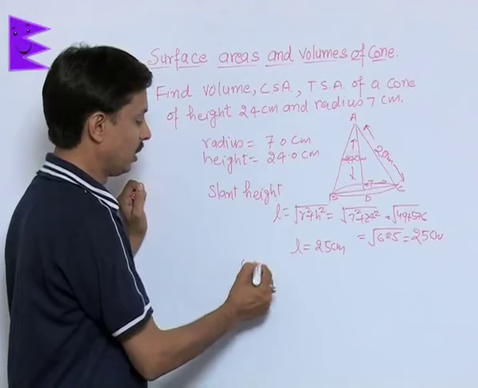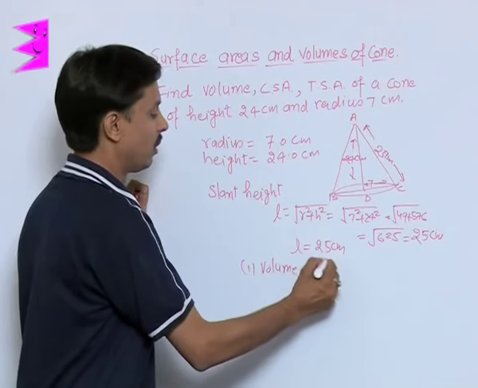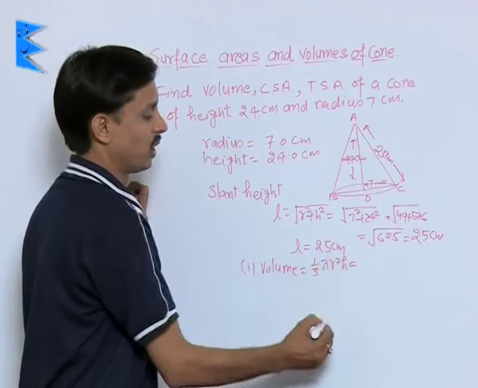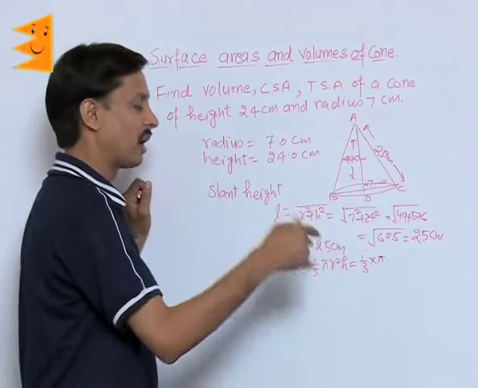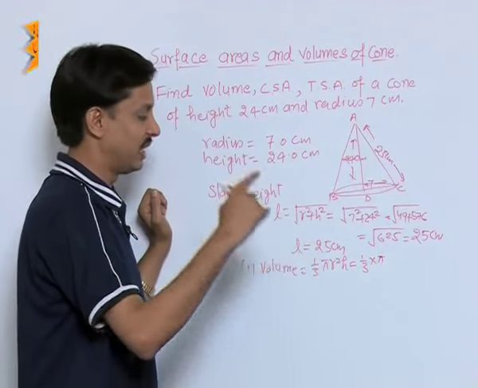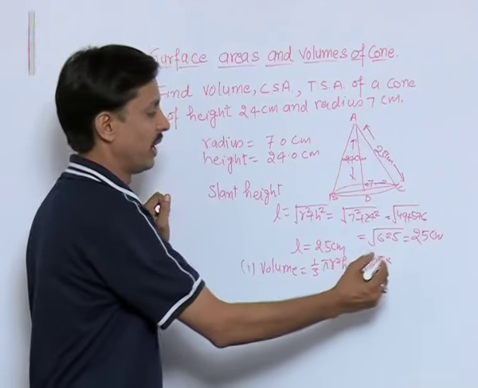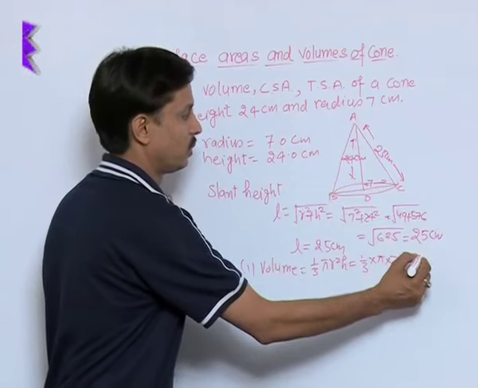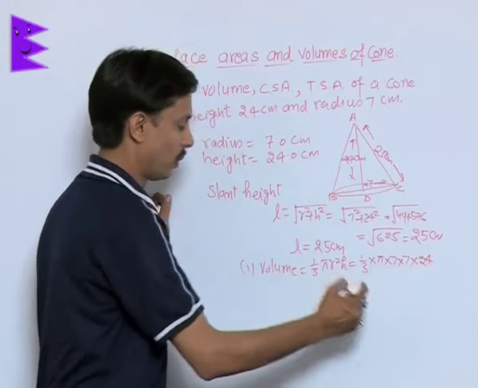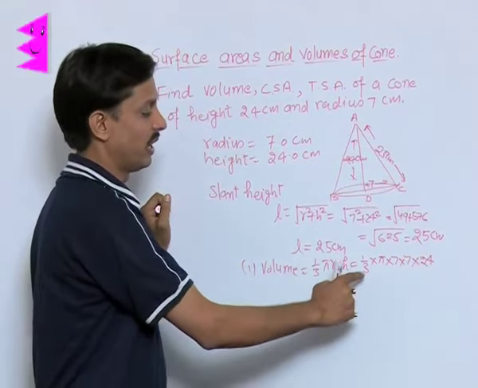The first thing, volume of the cone is given by 1 by 3 pi r square h. That is 1 by 3 into pi. I am calculating the volume, CSA and TSA in terms of pi, into r square, that is 7 into 7, into h, that is what? 24. That is 1 by 3 pi r square h, 1 by 3 pi into 7 into 24.